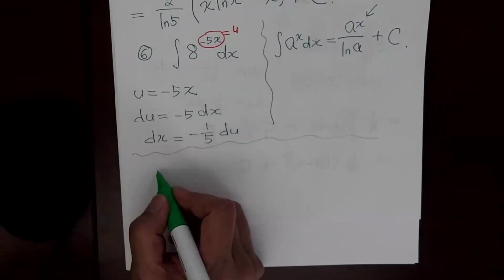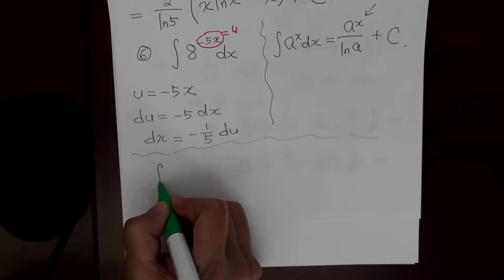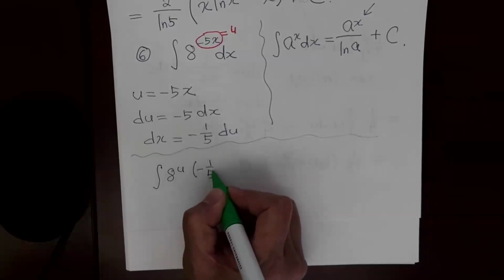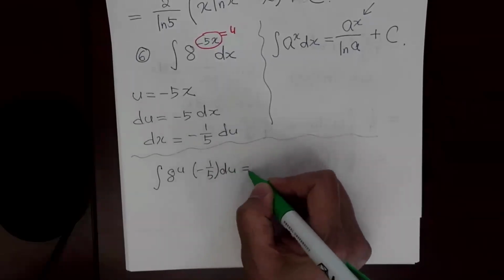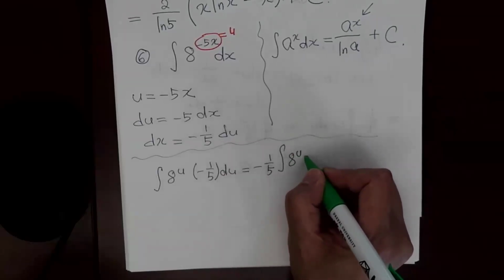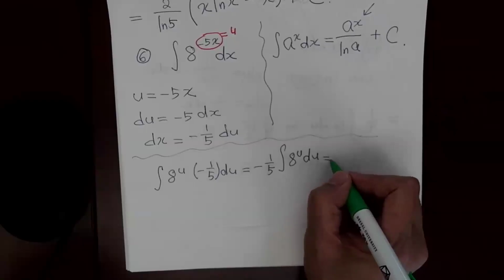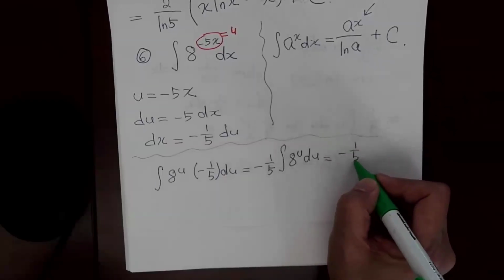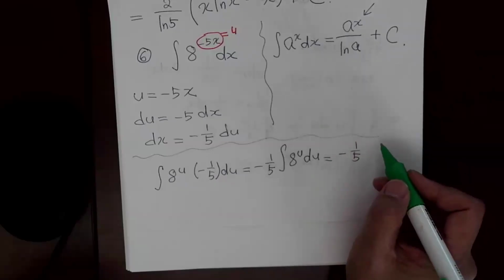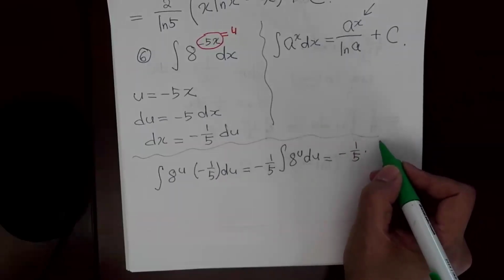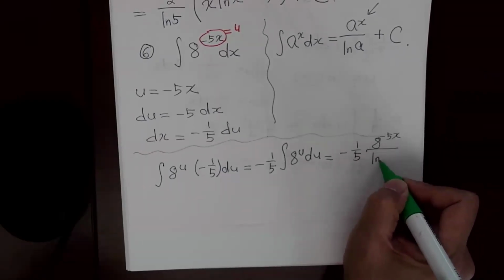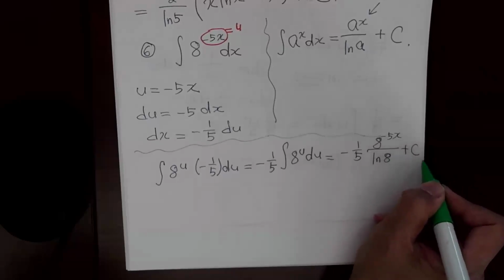So we rewrite the integration like a to the u, and dx is minus 1 over 5 du. So that is minus 1 over 5 integration a to the u power du. So that's minus 1 over 5. We just use this formula, then times a to the minus 5x over natural log of 8 plus c.